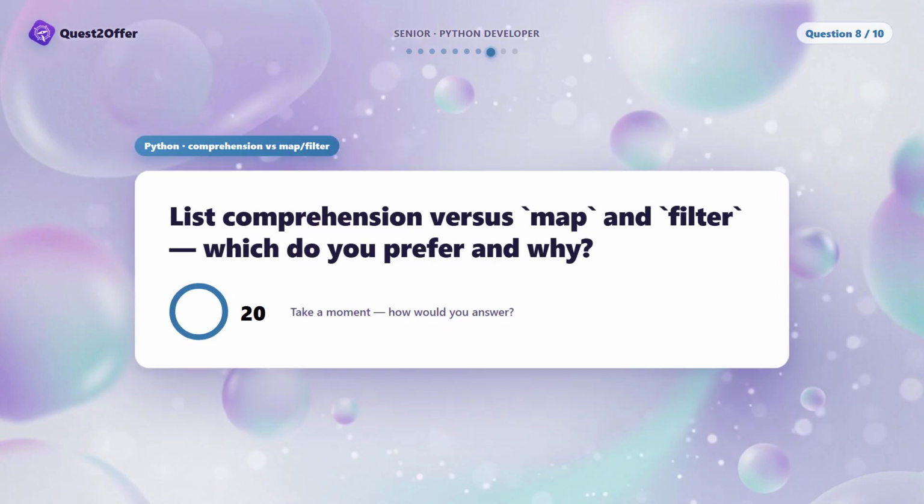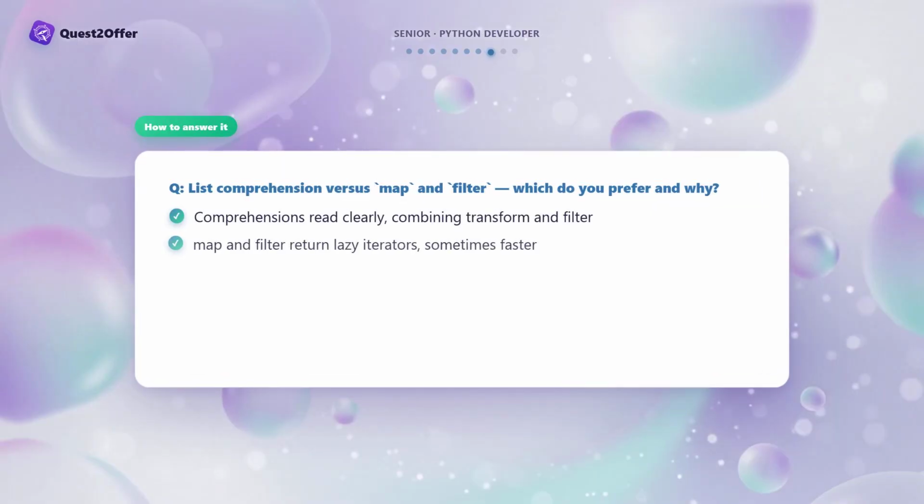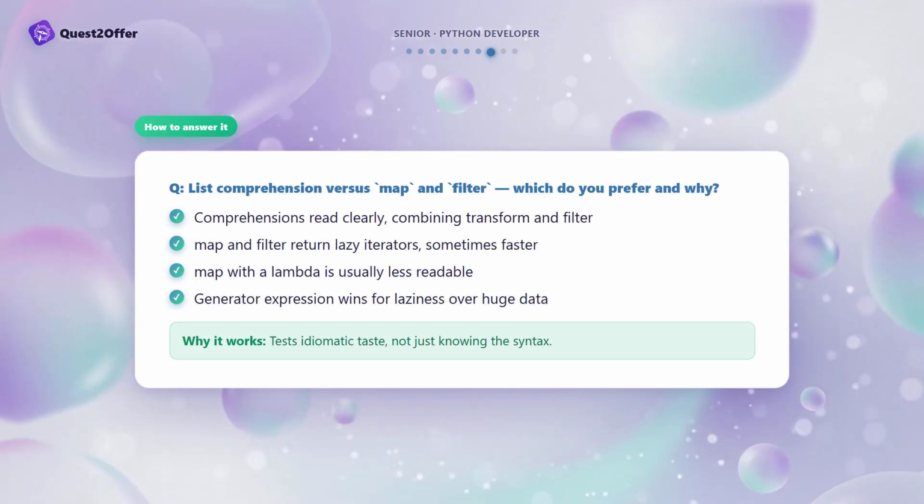List comprehension versus map and filter. Which do you prefer and why? I prefer comprehensions in idiomatic Python. [f(x) for x in xs if cond] reads clearly and handles both transform and filter in one expression.